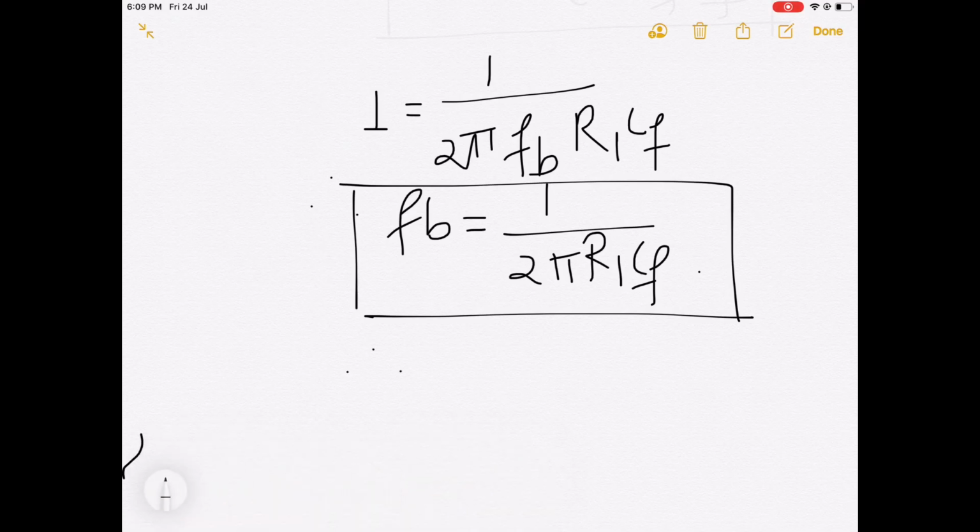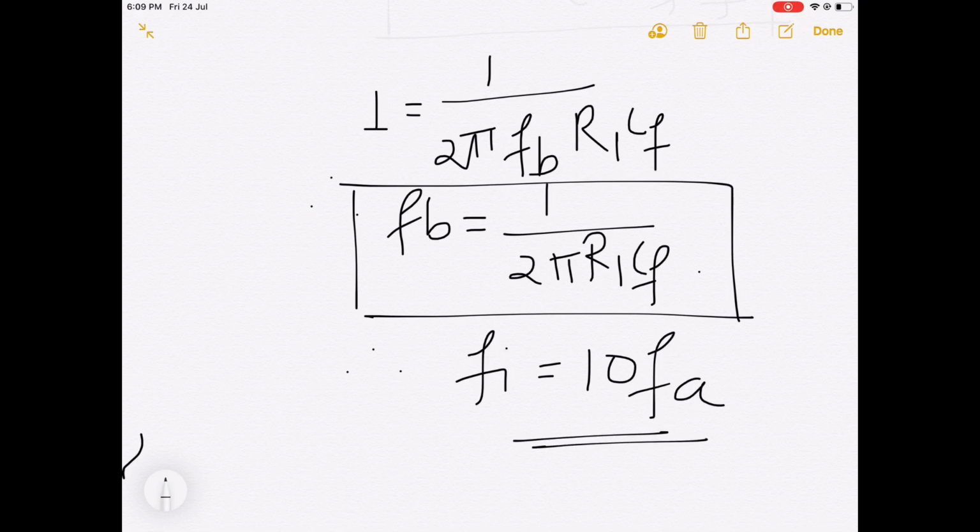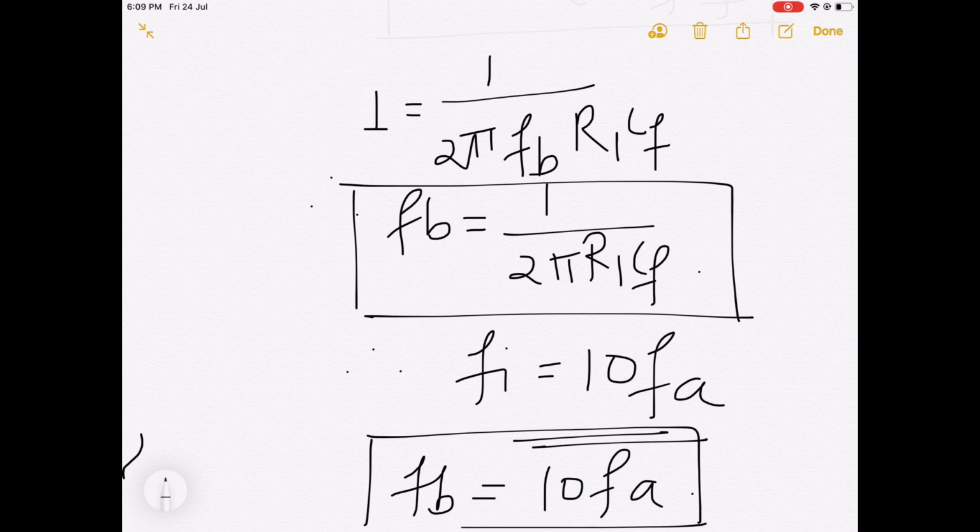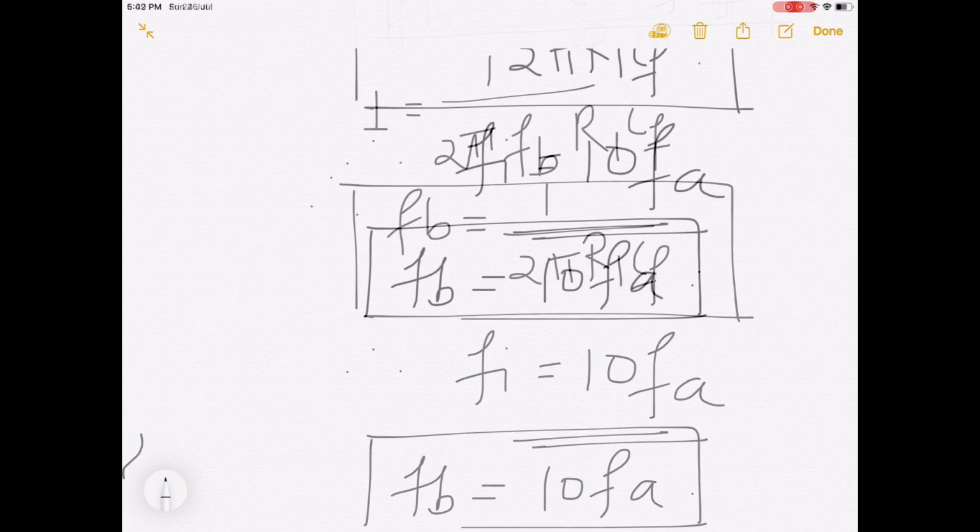So, from this we can state that if the input frequency is 10 times of FA, then it will result in 99% of accuracy. Okay, that's why your FB should be 10 times of FA. So, this condition is very much important for designing of an integrator.